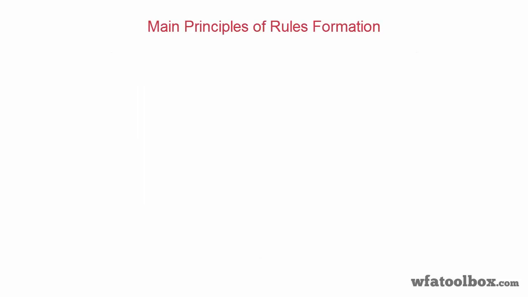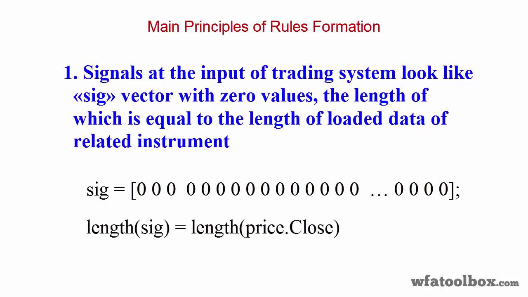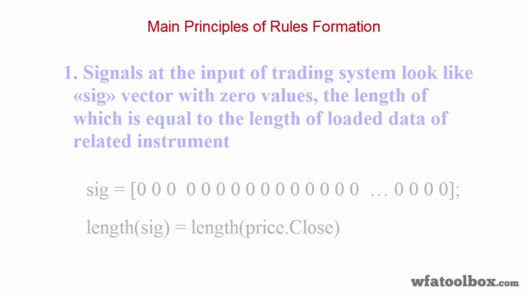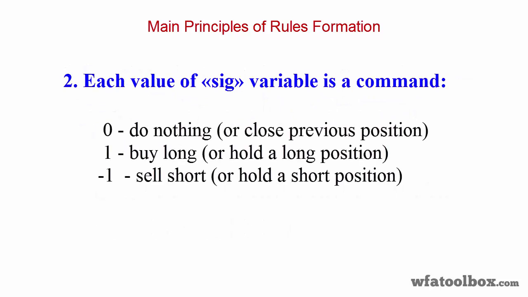Signals at the input of the trading system look like a sig vector with 0 values, the length of which is equal to the length of the loaded data of the related instrument. Each value of the sig variable is a command. 0: do nothing or close the previous position. 1: buy long or hold a long position. -1: sell short or hold a short position.